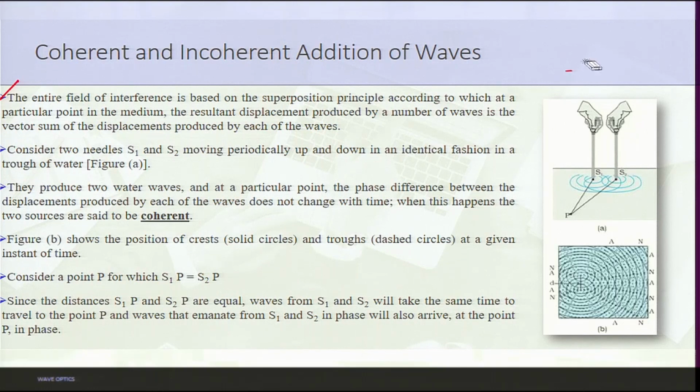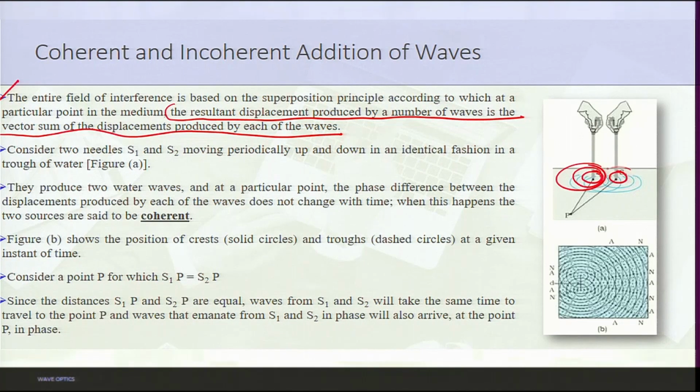So, let us move on to the next line. Let me highlight this: the resultant displacement produced by a number of waves is the vector sum of the displacements produced by each of those waves. One wave can be understood as the S1 thing and one wave can be understood as the S2 thing. So, let us move on. Consider two needles S1 and S2 moving periodically up and down in an identical fashion in a trough of water. A trough of water is nothing but the calm pool of water being talked about here.